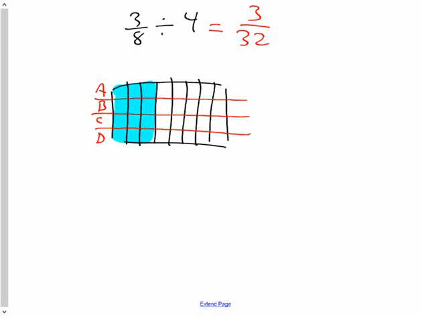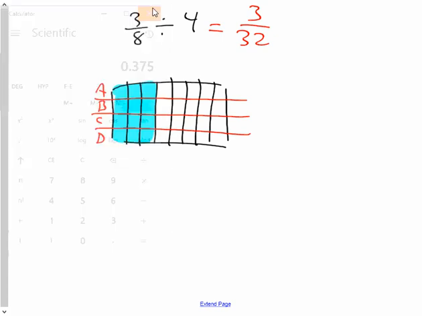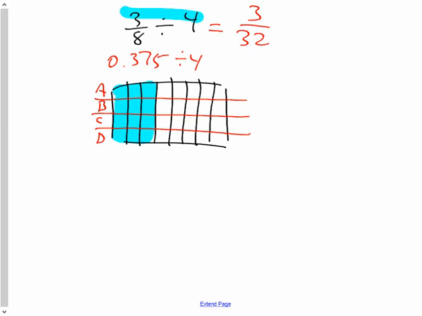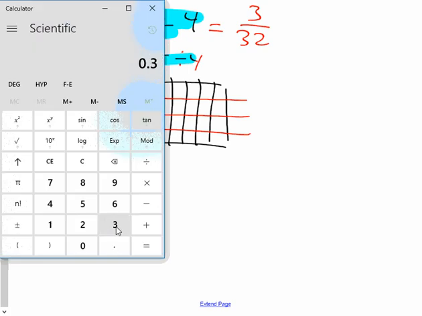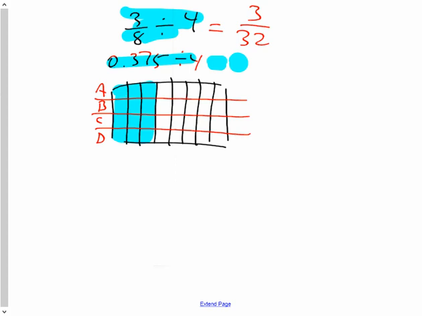So 3/8 as a decimal is 3 divided by 8, 0.375. That would be 0.375 divided by 4. That's the same question because 3/8 divided by 4 is the same thing as 0.375 divided by 4. And if I take my calculator and say, what is 0.375 divided by 4? The answer is 0.0. Oh, hello.